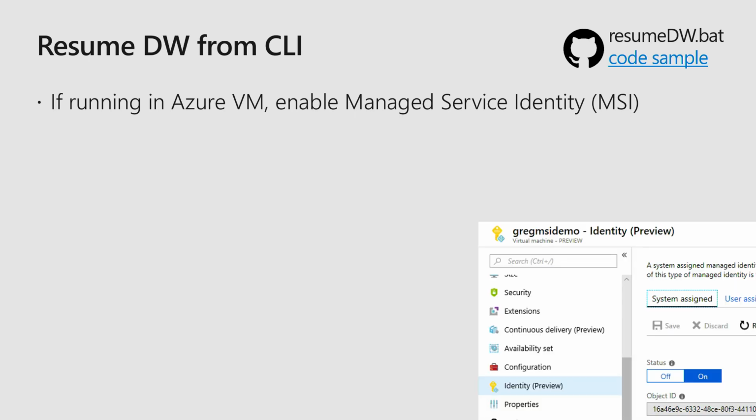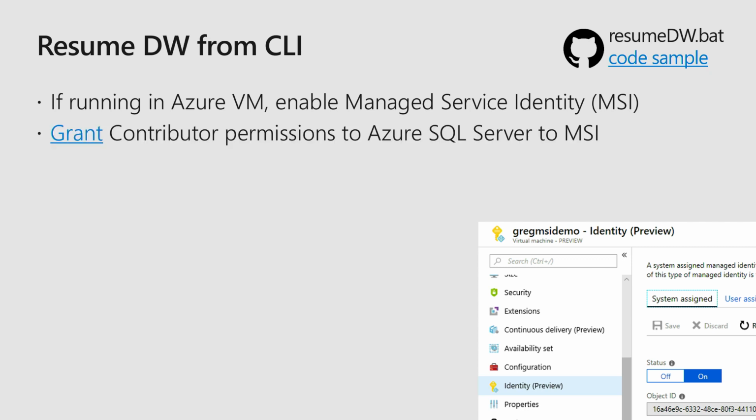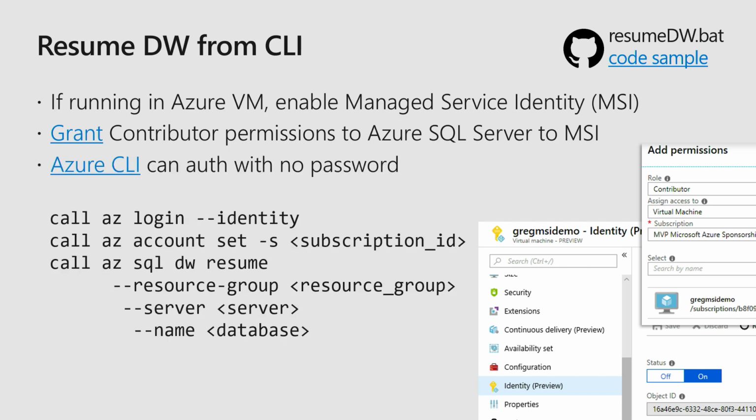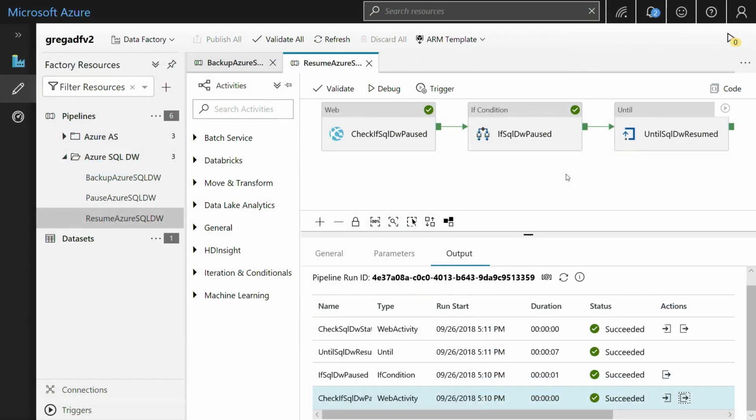So I've turned on the managed service identity, and you can see that you do it in the identity pane of your virtual machine. Then I've gone into my SQL server, that is the server container for my data warehouse, and I've granted this virtual machine contributor permissions to my data warehouse so that it has permissions to, in this case, start it up. And then after that's done, it's just a couple of lines of code. So let me flip over to a virtual machine in Azure and show you this.